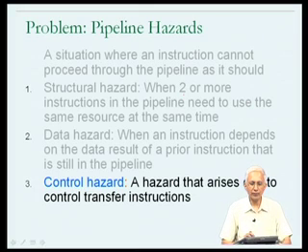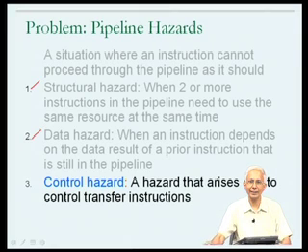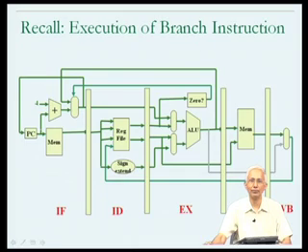Okay, now with this we have understood two kinds of pipeline problems. One was the structural hazard, one was the data hazard. We will next look at the third class of hazards, which I had called control hazards. And in the introduction I had mentioned that a control hazard is a hazard that arises due to control transfer instructions. Let's try and understand a control hazard once again through an example.